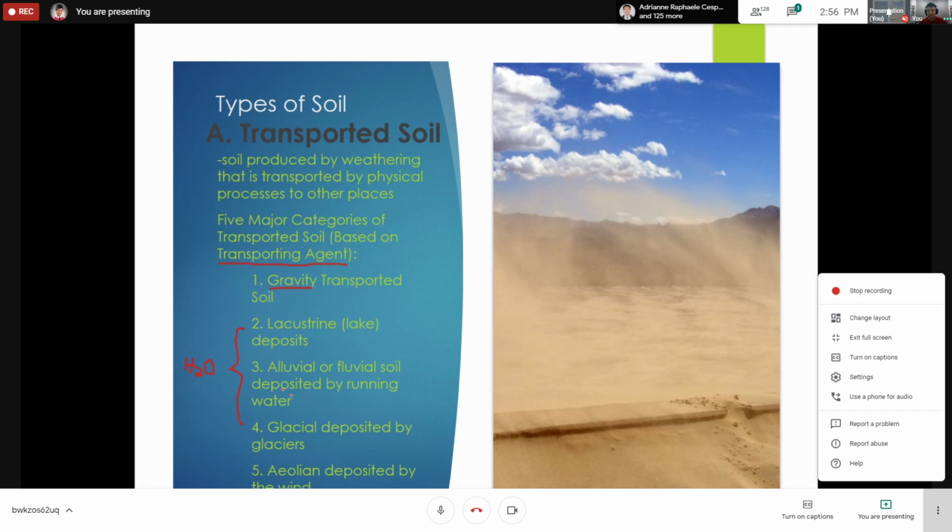So it can carry sediments or silts along the way. Like floods, right? They look brownish in color. Once the side cuts along our roads dry up, you'll see something like dust, right? Those are silts. And lastly, the transporting agent for the fifth type is the wind. So it seems complete, right? Okay? So that's the first type, transported soil.